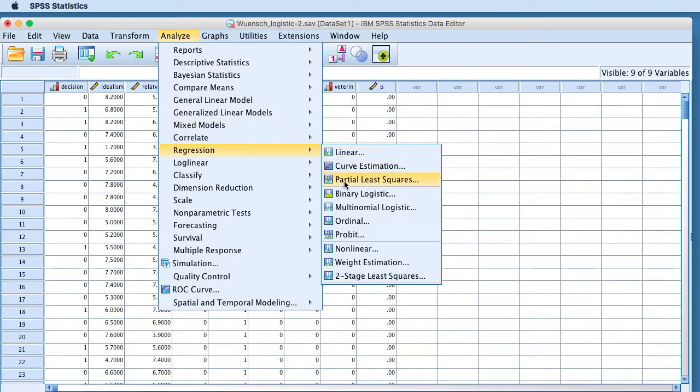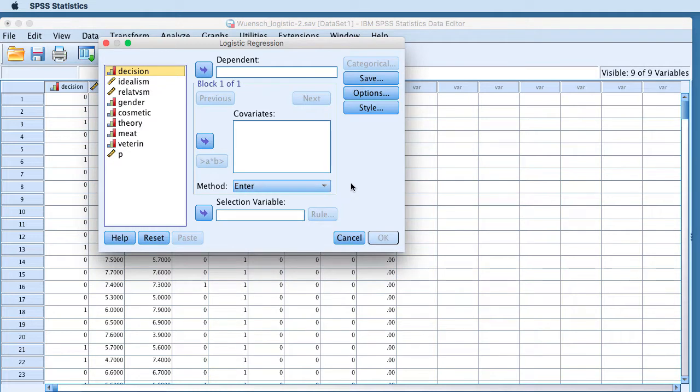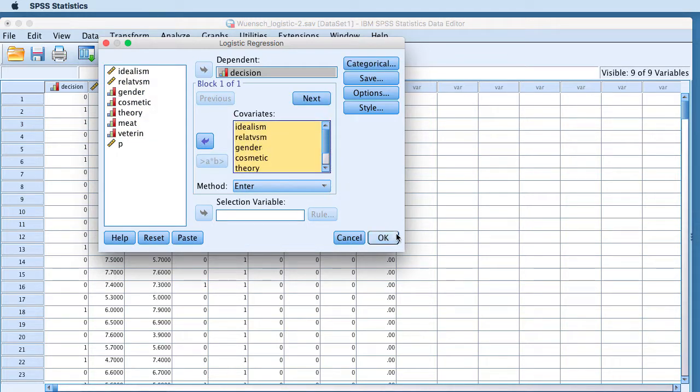So to do the logistic regression analysis, we go to Analyze, Regression, and Binary Logistic. And then we put decision in the dependent variable box, because the decision whether to stop or continue is what we're using these variables to help us to predict. And then we'll put the rest of our independent variables in the covariate box, and then we can go OK.